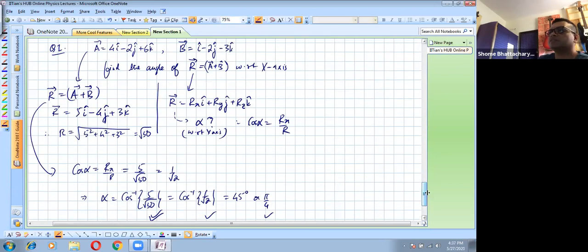Now next I have received a request from somebody for question number 4. Okay, so I am going to be discussing question number 4. In this we don't have to worry about beta and gamma because the question is asking only the angle with respect to the x-axis. If it was asking what is the angle with respect to y and z axis, then I would have found out gamma.